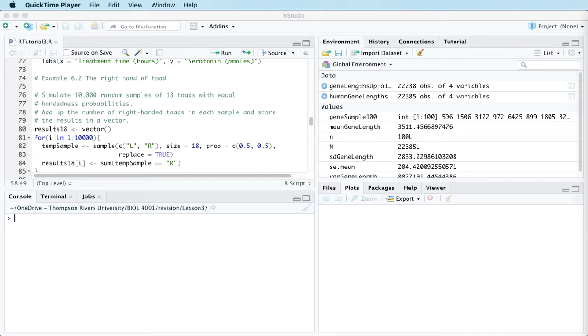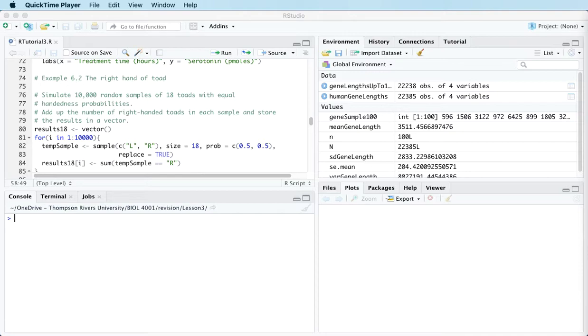And what they found was that 14 of the toads tended to use their right forelimb predominantly to remove the balloon, whereas 4 of the toads used their left forelimb. And so they said, okay, 14 out of the 18 toads are right-handed and 4 out of the 18 are left-handed. Okay, so that's the experiment.